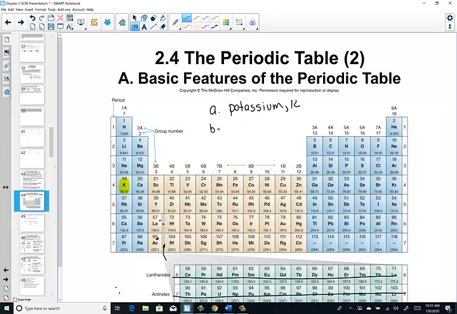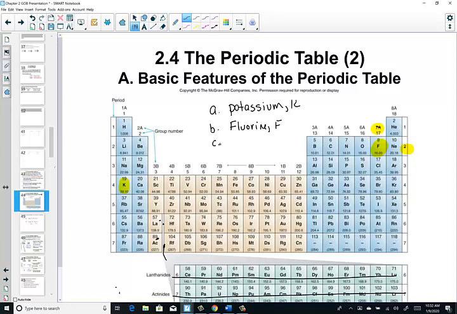The letter B gave us a second row element in group 7A. When you say second row element, it's describing period 2. Group 7A, period 2. As I highlight group 7A, period 2, that intersects at the element fluorine. The element that is in the second row, group 7A, is fluorine with its symbol F.